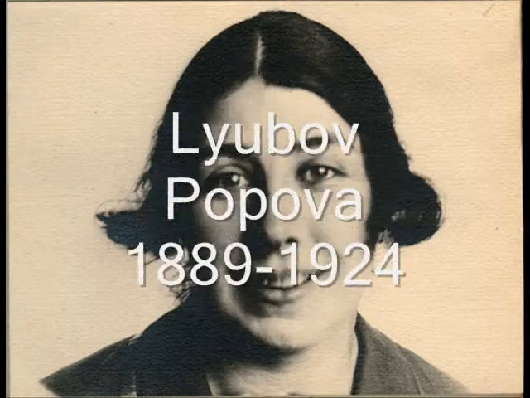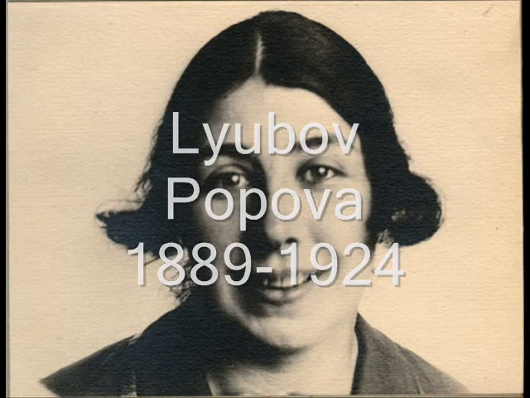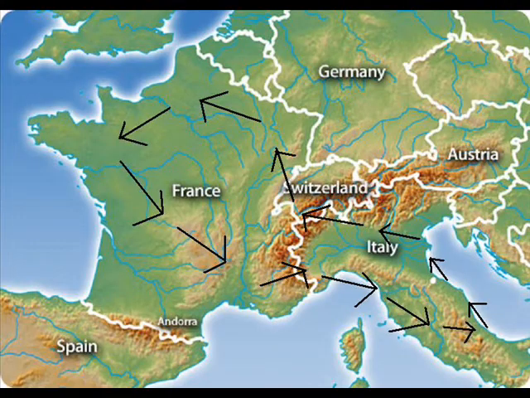Popova traveled widely to investigate and learn from diverse styles of painting. In 1914, she traveled around France and Italy during the development of the Cubist and Futurism movement and developed a style of her own.